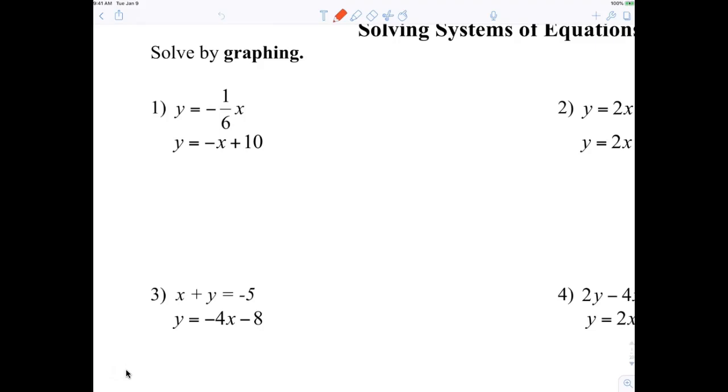So for the second equation, how do I graph the second equation? Go to 10. Then you go down 1 and over 1. Perfect. So now, everybody, go to the calculator. Under y1, type in -1/6x. Under y2, type in -x plus 10. And then I want you to hit zoom standard because I want to make sure we're in a 10 by 10 screen.